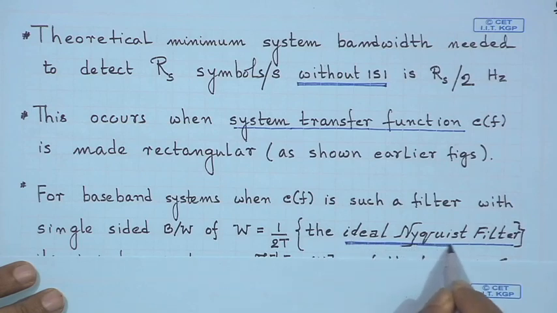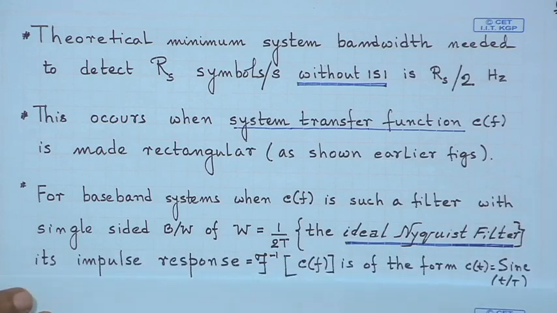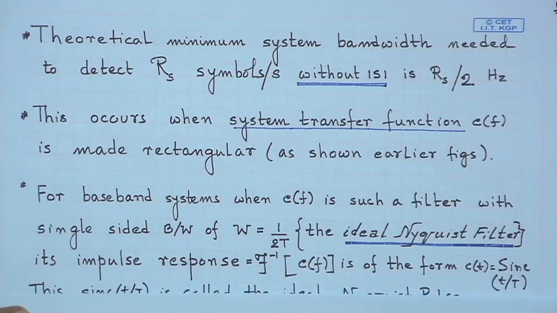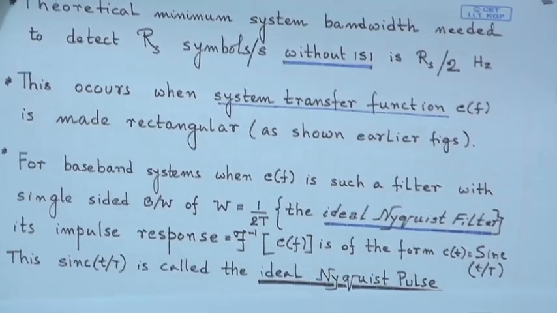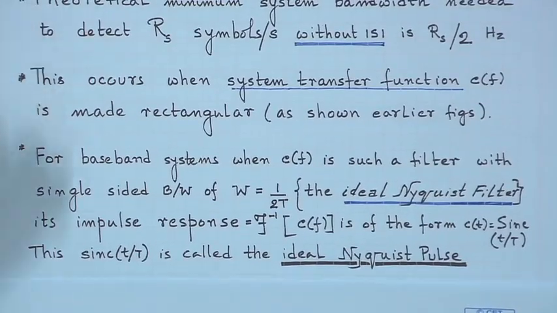So, if you have done digital communications, if somebody asks you what is an ideal Nyquist filter, you now have the description of the ideal Nyquist filter, and its impulse response is given by the inverse Fourier transform of C(f), which is of the form sinc(t/T), and of course, we do not have to mention that there is a pi involved in it. This sinc(t/T) is called the ideal Nyquist pulse.